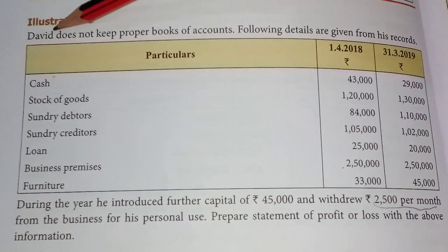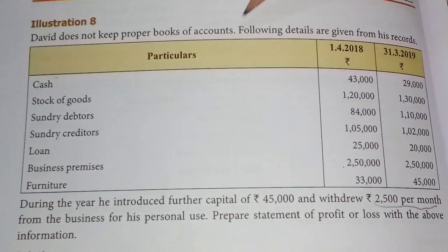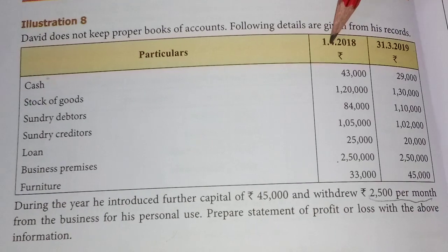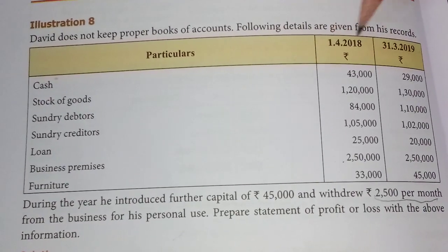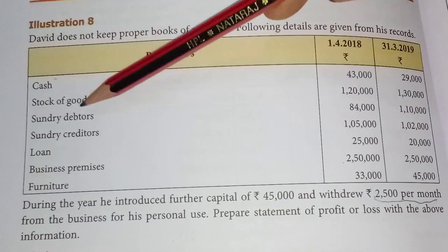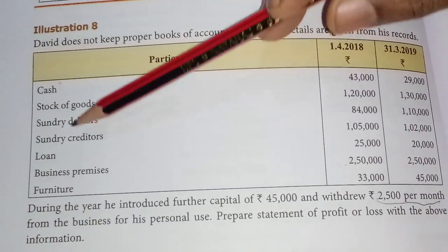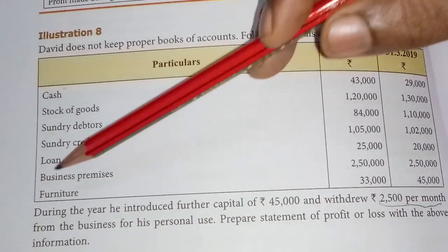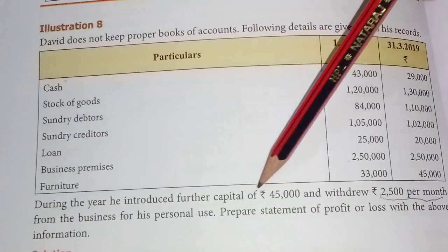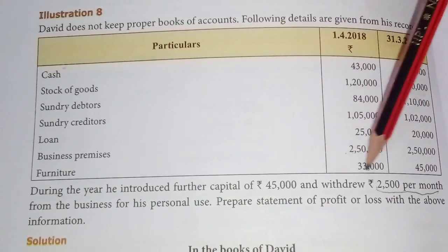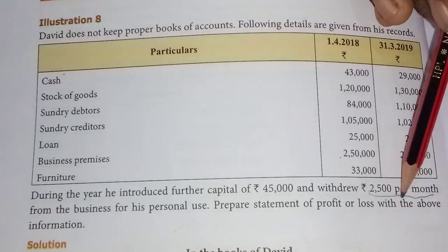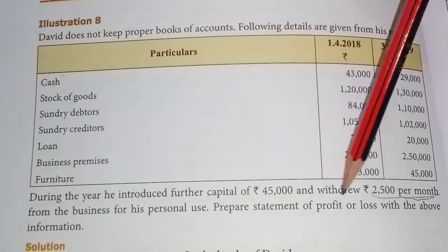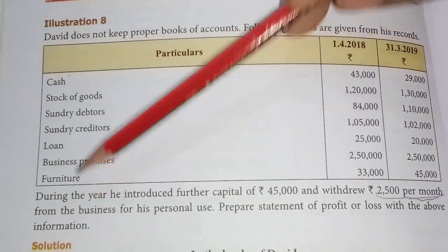Illustration 8. David does not keep proper books of accounts. The following details are given from his records. Particulars, two dates, amounts given, opening and closing: cash, stock of goods, sundry debtors, sundry creditors, loan, business premises, furniture. Both the dates they have given. Then during the year he introduced further capital of rupees 45,000 and withdrew rupees 2,500 per month from the business for his personal use. Prepare statement of profit or loss with the above information.